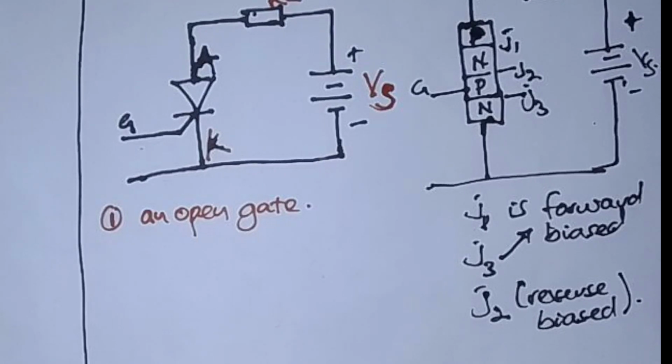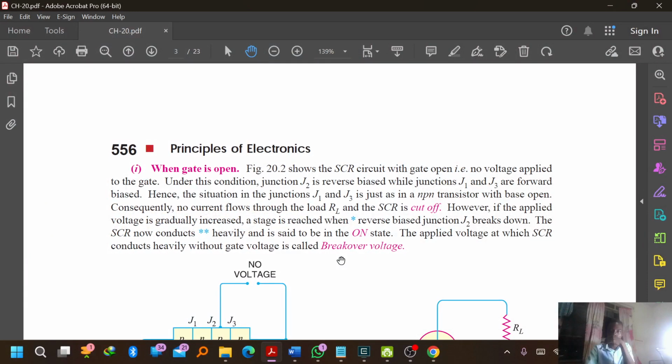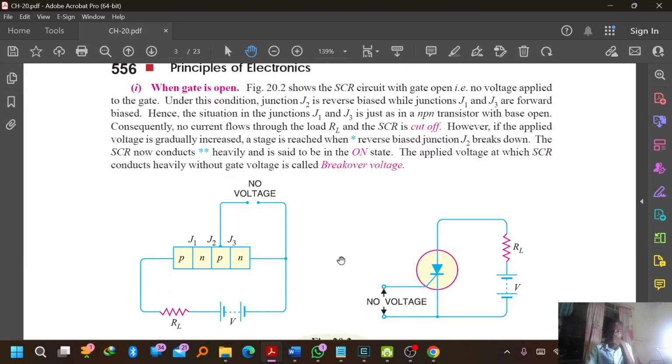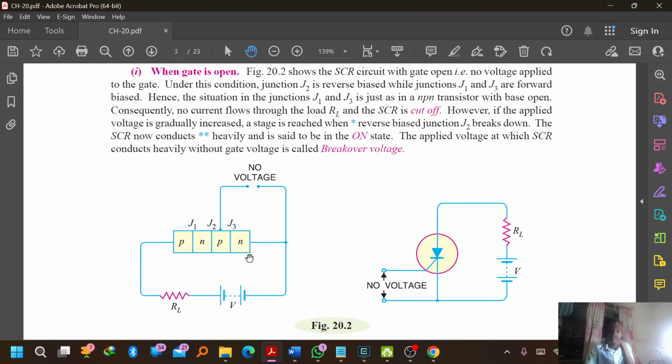So the SCR will not conduct. But if you keep on applying this voltage across these junctions, something will happen to these two junctions. For example, if I keep increasing this voltage, a point will be reached when junction J2 will break down. And when it breaks down, this SCR will start conducting the anode current.